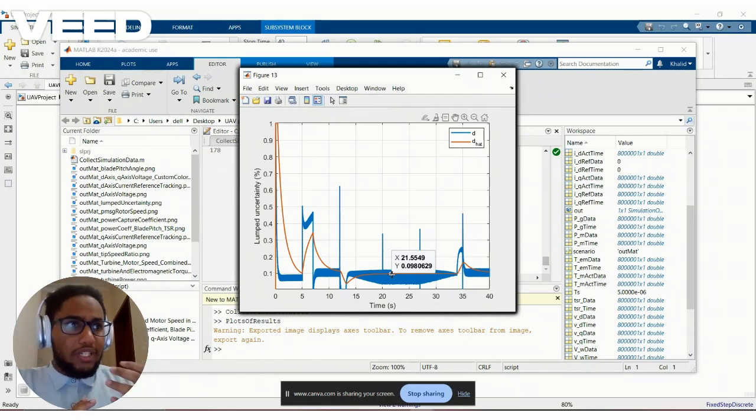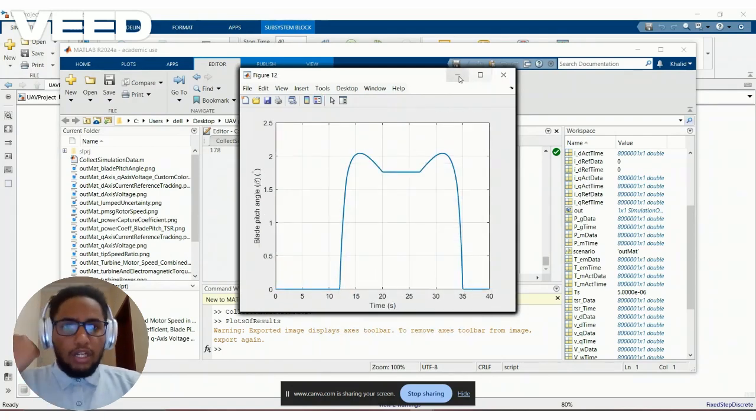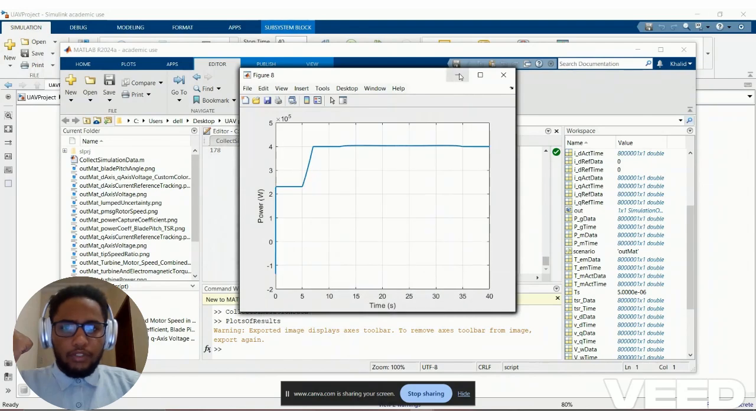These uncertainties could be some errors in the mechanism or in capturing the power and etc. So the RNN will predict all these uncertainties and give them as feedback to the controller, which is the sliding mode control. And we have here the lambda, and the wind speed from 0 to 40. And here we have the power.